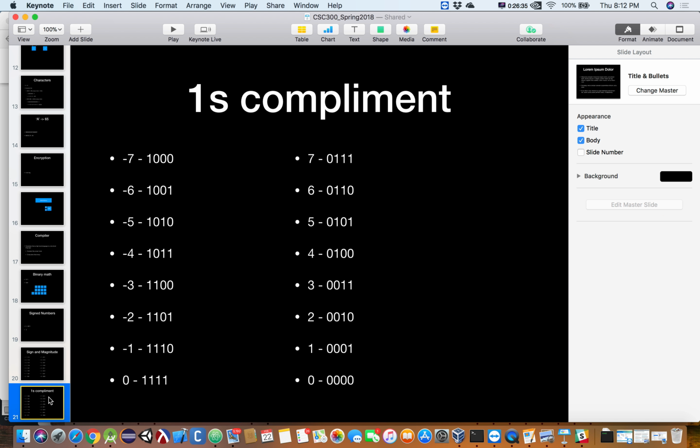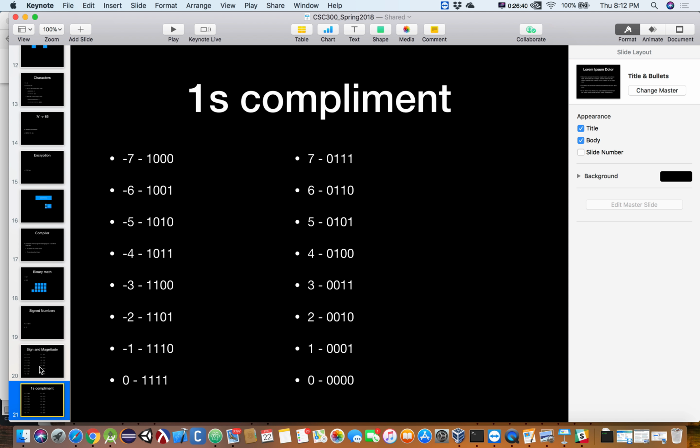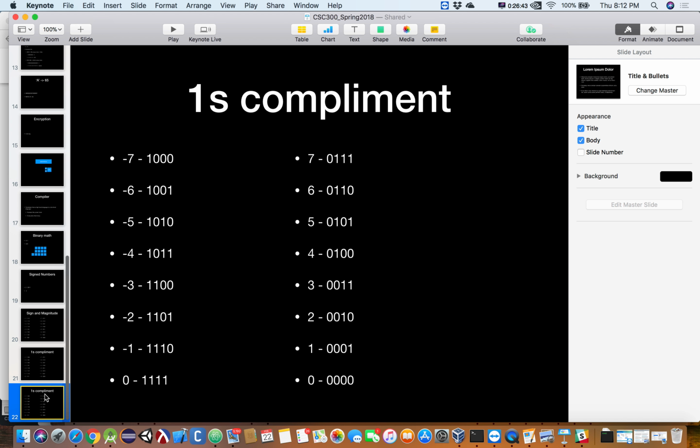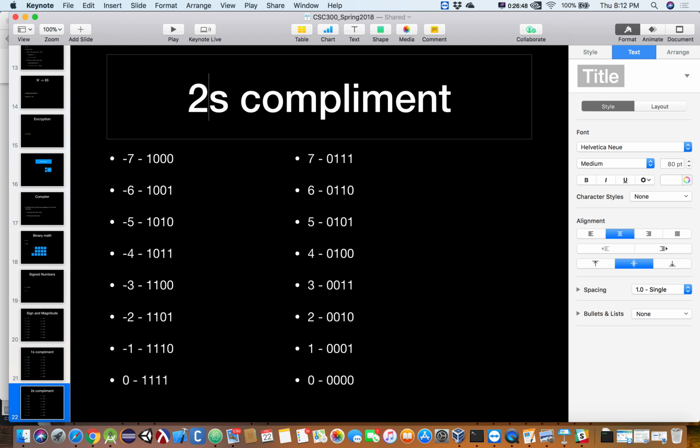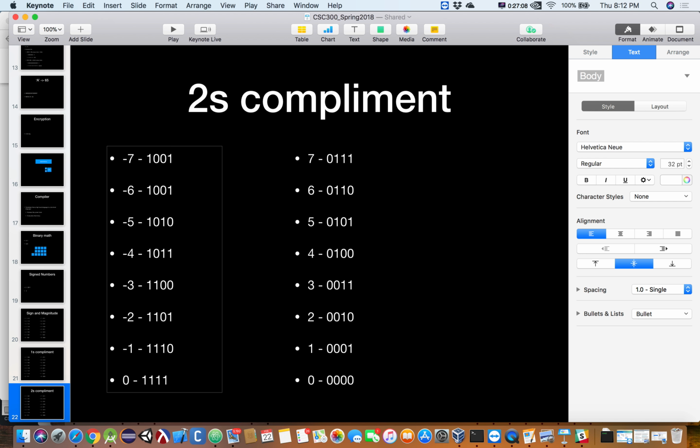Now, 2's complement, I'll steal that here in a second. Actually, let me just delete this one. I'll steal this one. We'll paste it. All right, so 2's complement is almost like the 1's complement, with one exception. That exception is that we add 1 to the flipped value. So a -7 is the 1's complement of 7 plus 1. So we added 1 to that number.